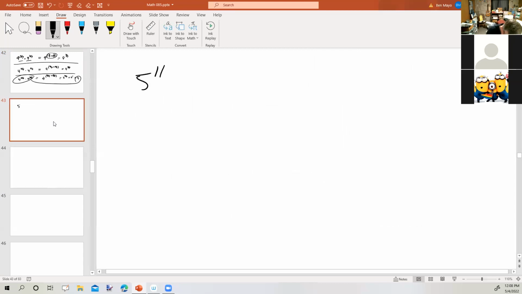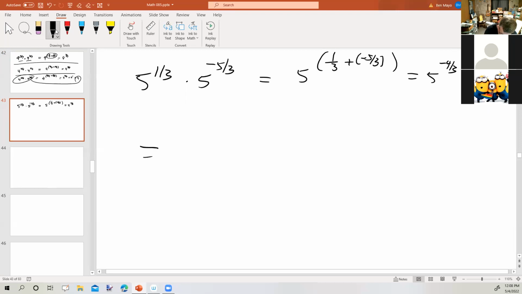5 to the 1/3 power times 5 to the negative 5/3 power would be 5 to the 1/3 plus negative 5/3, which is 5 to the negative 4/3 power, which is 1 over 5 to the positive 4/3 power. Again, I want to write answers without negative exponents. All right.